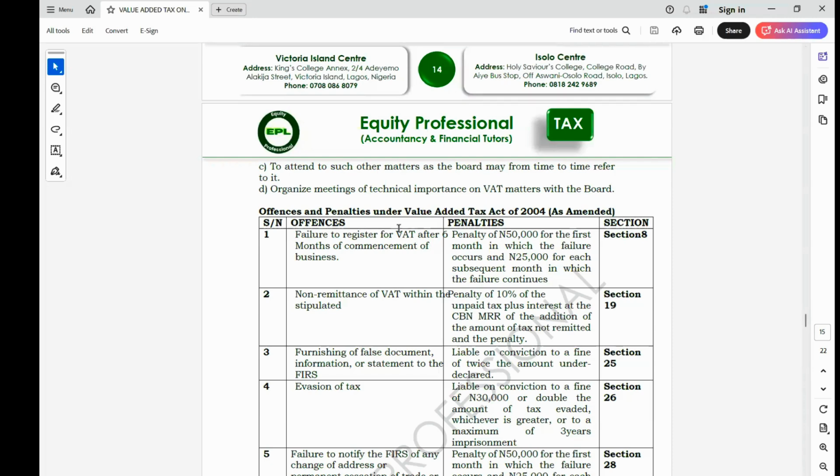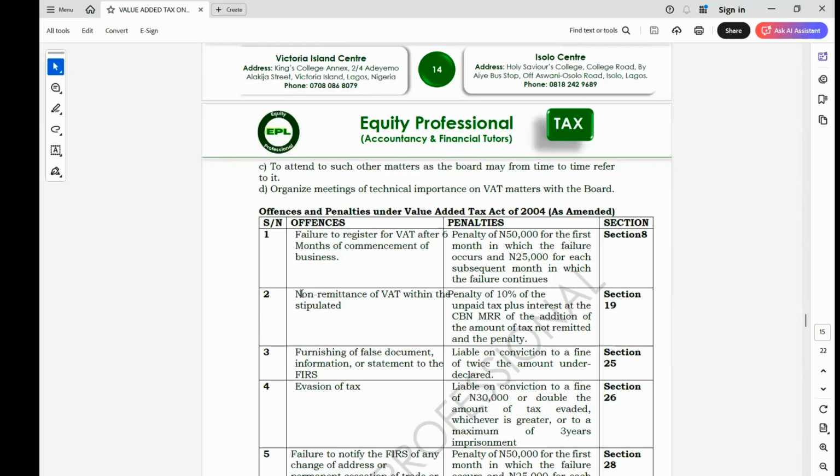One of the penalties is failure to register for VAT after the month of commencement of business. When you fail to register, you are liable to a penalty of 50,000 for the first month in which the failure occurs, and 25,000 for each subsequent month in which the failure continues. So if after you have commenced business you fail to register with FIRS, you are liable to a penalty of 50,000 in the first month that you are supposed to register, and 25,000 for subsequent months, up to the date that you register.